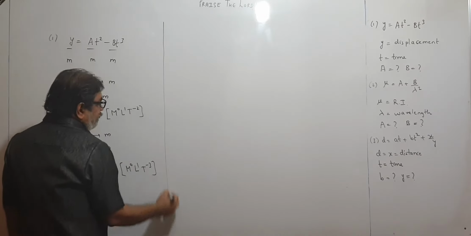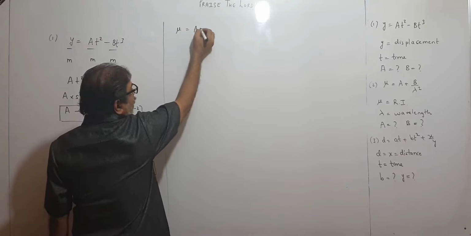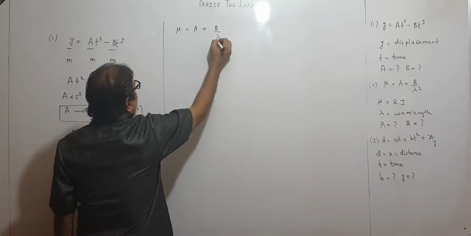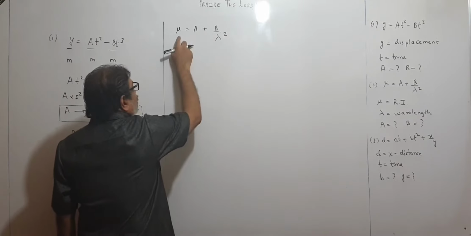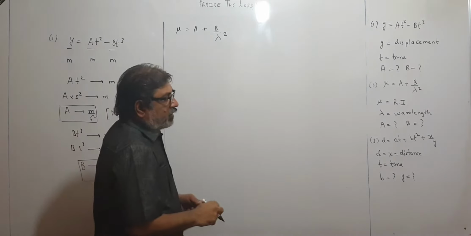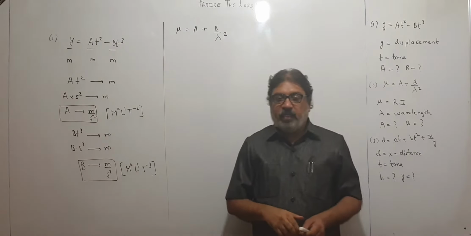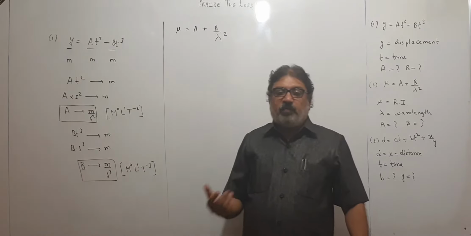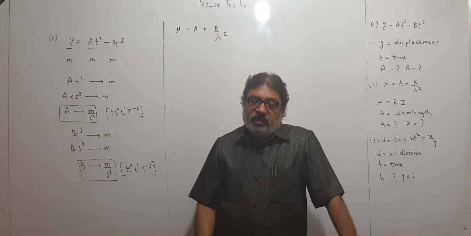Come to the next one. It is told to me that mu is equal to A plus B upon lambda square. And it is told to me that mu is refractive index. Now refractive index, RI means refractive index. You have learnt in class 10, children. Refractive index of water is 4 upon 3. For glass it is 1.5. Any unit was there? No.